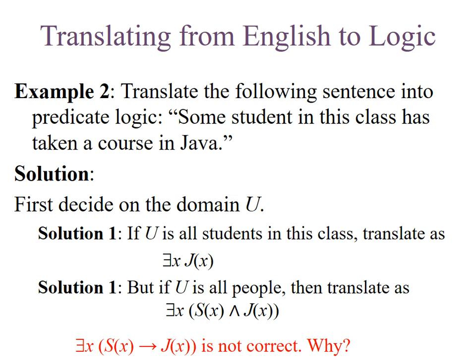No. If you write for all x, then all students in this class take Java. But I write for some x. It's not all x. The domain is all people, but our predicate logic is for some x. Among all people within the domain, we have some x that follows this property.